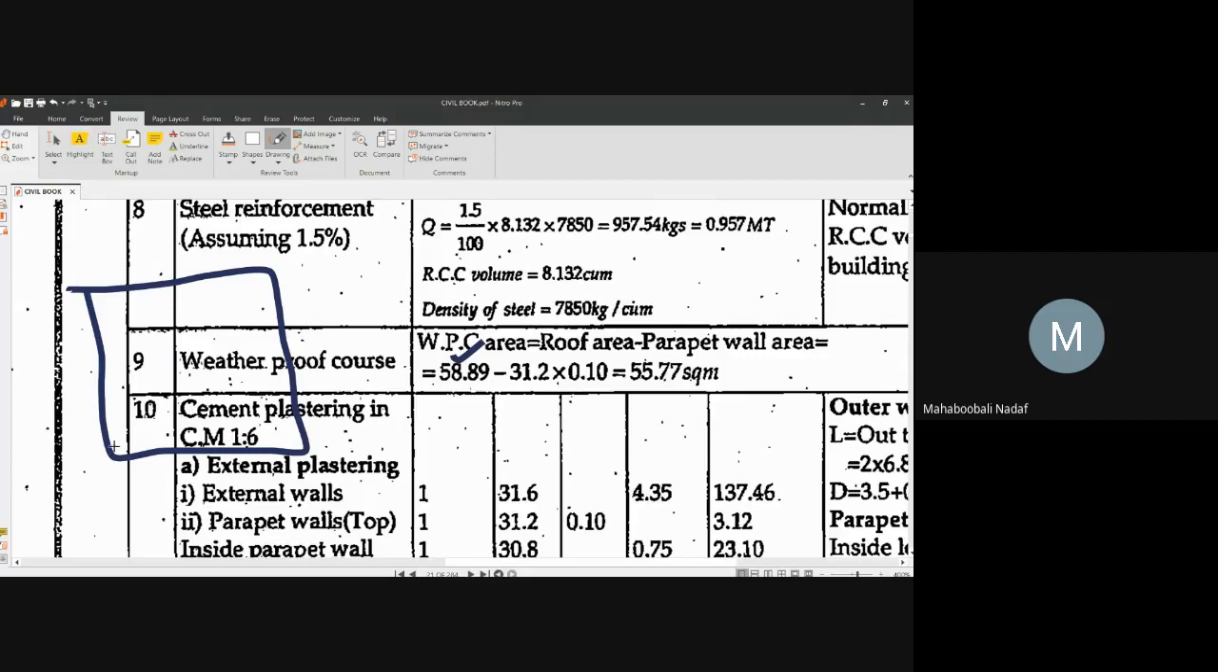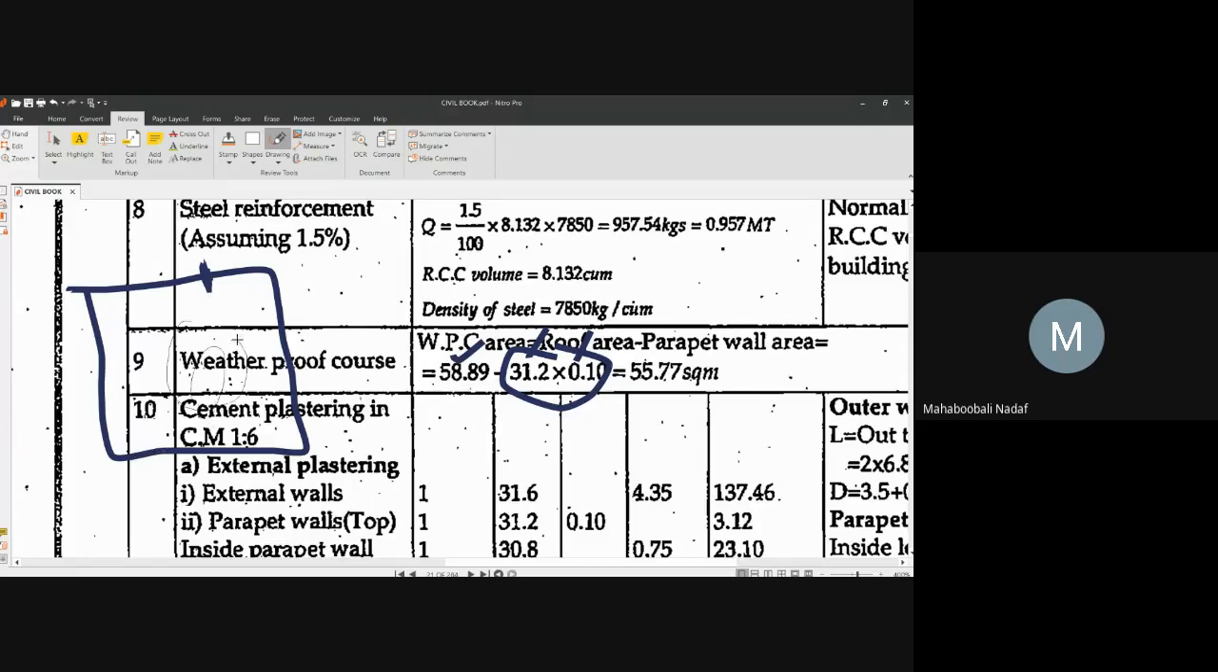Total length of parapet, outside length. 31.2, sir. Yes, 31.2 is the length. And what is its width? Small width of that parapet wall. 0.1, sir. So its total length into its width will give the parapet bottom area. That is written here.